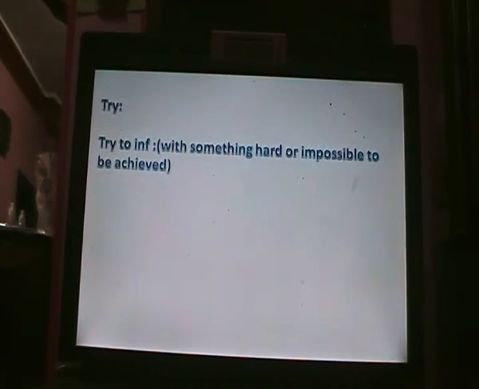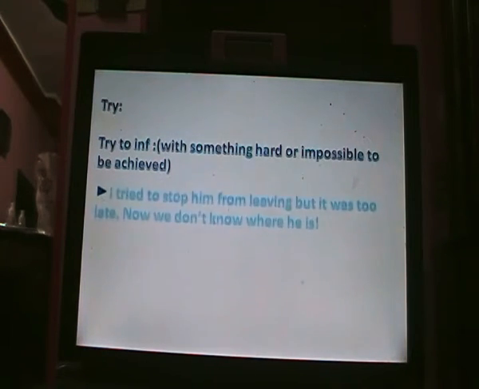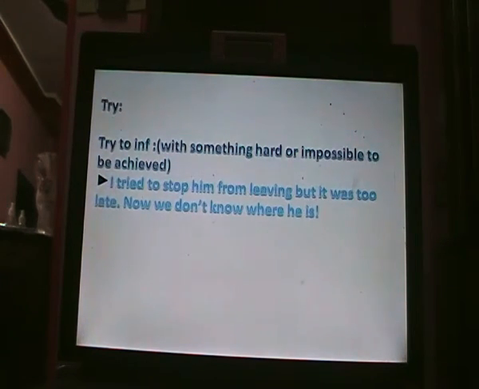Try to infinitive is used with something hard or impossible to be achieved. For example, "I tried to stop him from leaving, but it was too late." I tried to stop. It was hard or impossible, but I tried. Now we don't know where he is.